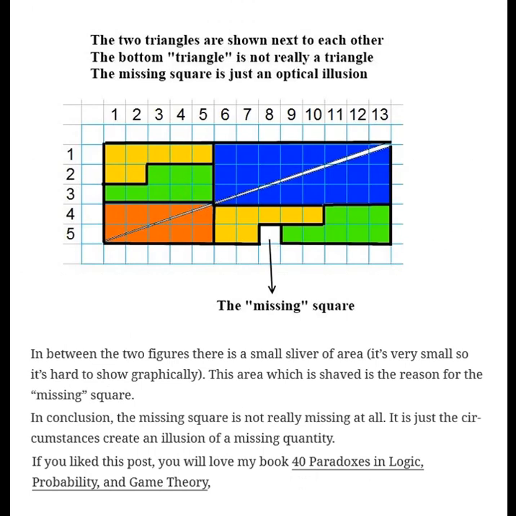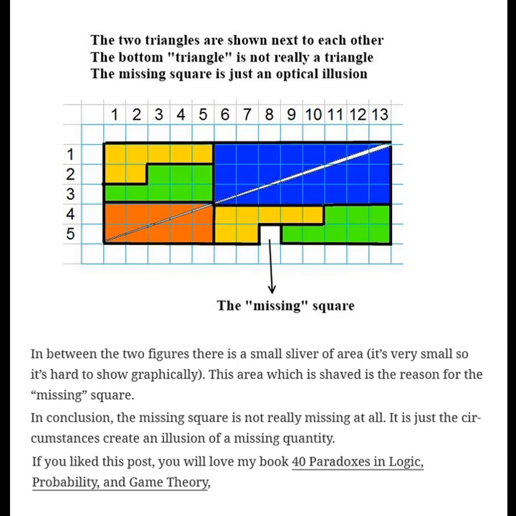Okay? I hope y'all are following this better than I am. And this is probably the 10th time I've read this. In between the two figures is a small sliver of area. It's very small, so it's hard to show graphically. This area, which is shaved, is the reason for the missing square. Okay, now, is he talking about that big gouge in the middle coming out of it that he's calling a sliver? Because I can see that just fine. I hope y'all can see it.